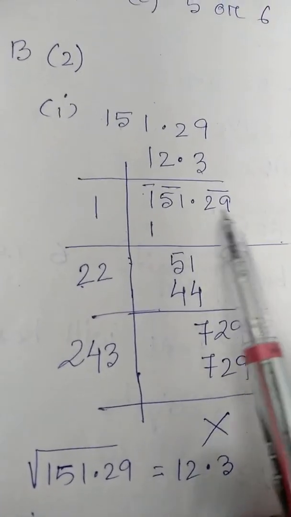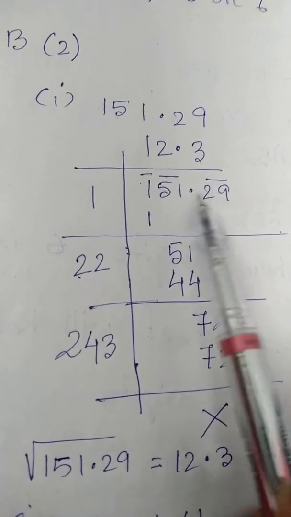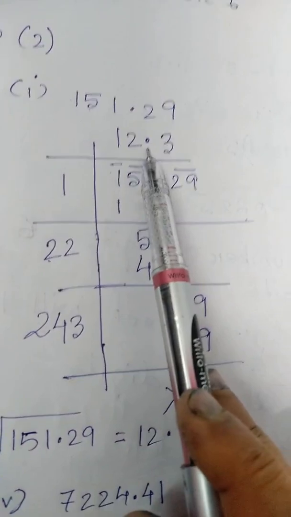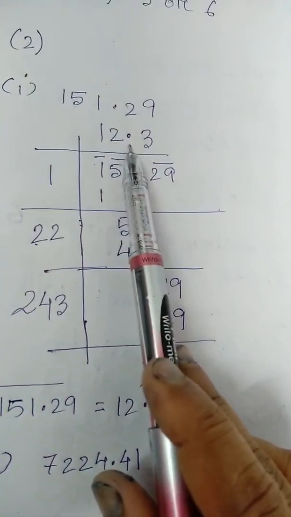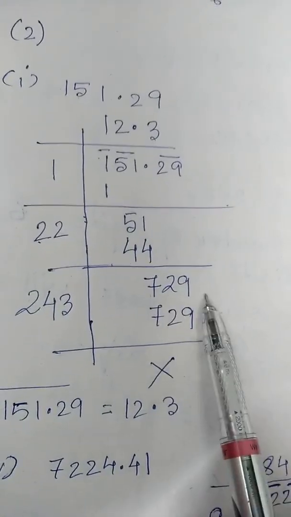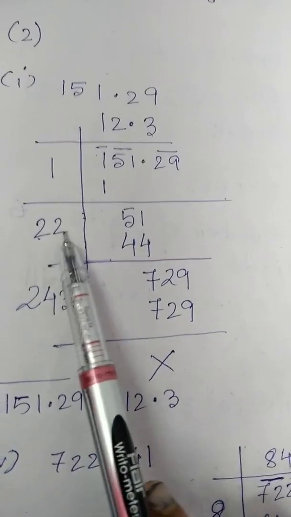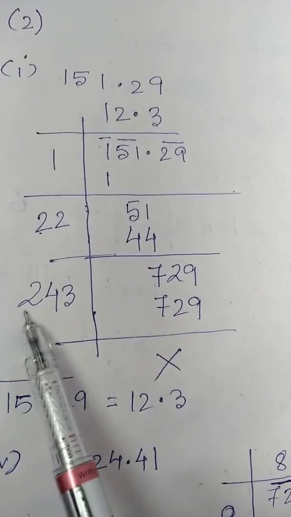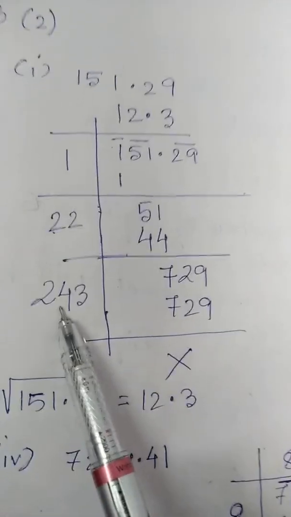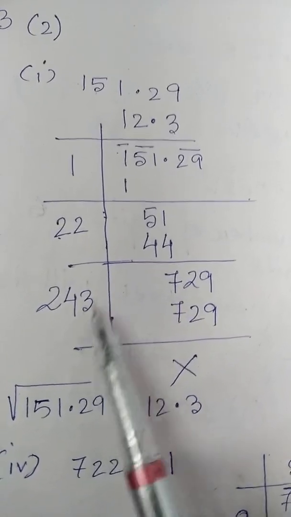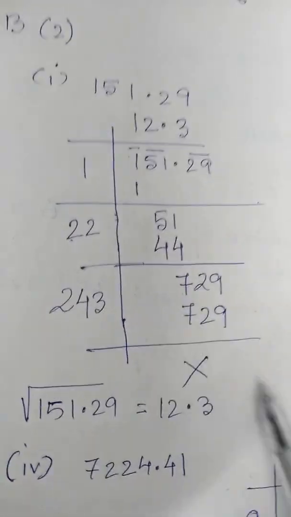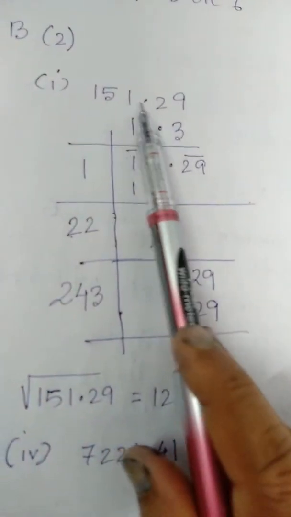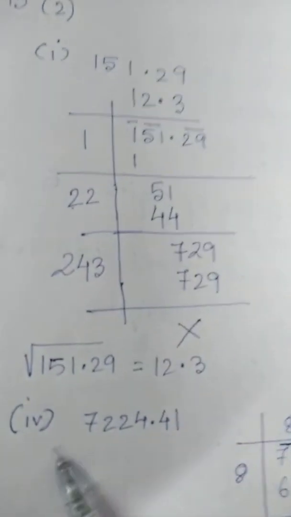So 51 minus 44, the remainder is 7. Now bring down 29. Remember that before 29 there is a point, so place the point here. This is the only difference between decimal numbers and numbers without decimals. Now 729. So 2, 2: the unit place 2 will be doubled. 2 into 2 is 4, and it remains as it is. So 243 into 3, we see that the answer came 729. So the square root of 151.29 is 12.3.